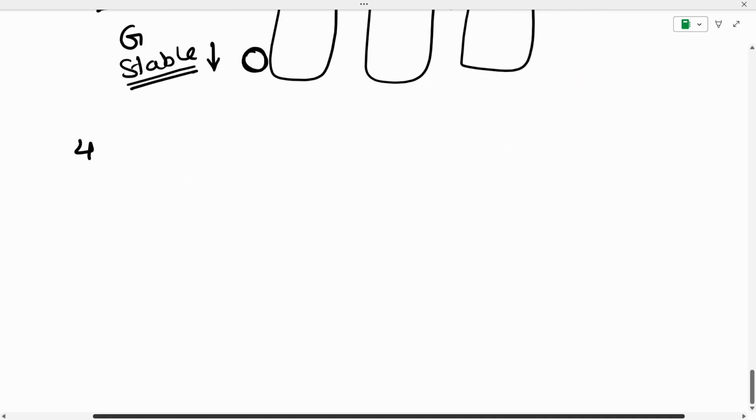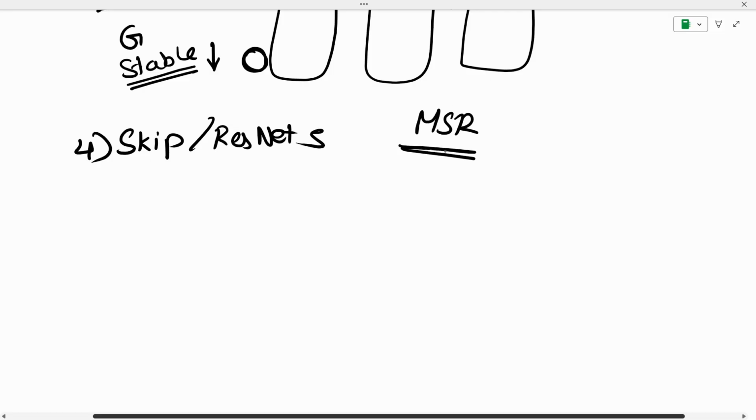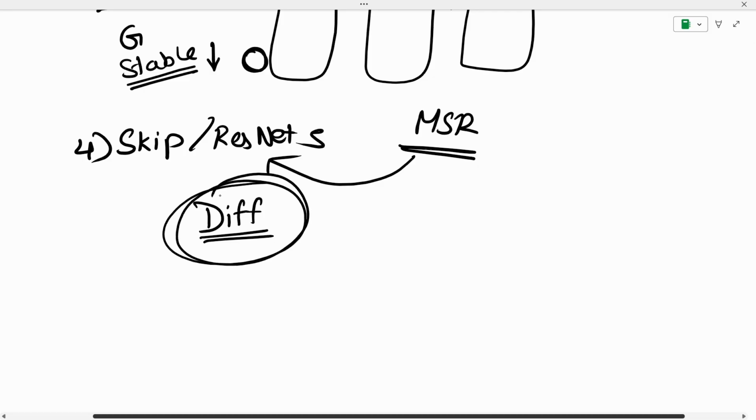Now, another solution is skip connections, also called ResNets. This one's beautiful because in 2015, Microsoft Research introduced something called a ResNet. This idea is very elegant. Instead of asking a layer to learn the complete transformation, you only ask it to learn the difference. You then add this difference to the original input.